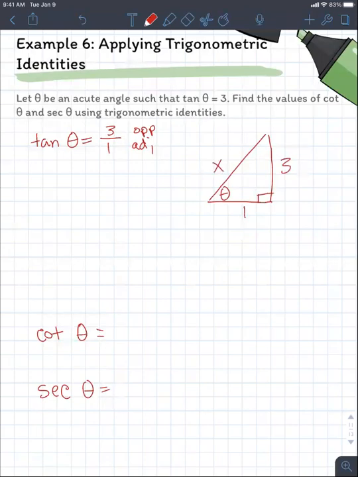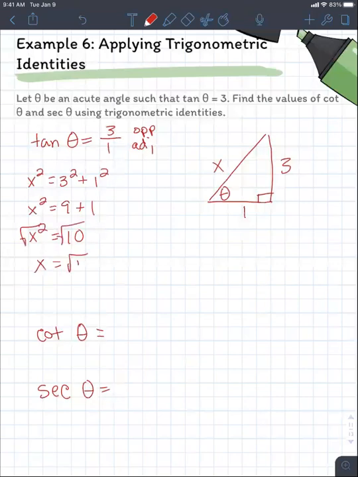So x squared equals 3 squared plus 1 squared. So the hypotenuse squared equals the 2 sides squared, or x squared equals 9 plus 1, which is 10. Those are ugly too. And then we'll take the square root of that. Since we don't know the square root of 10, we'll just leave it as the square root of 10. And that's totally okay to leave it as a square root.